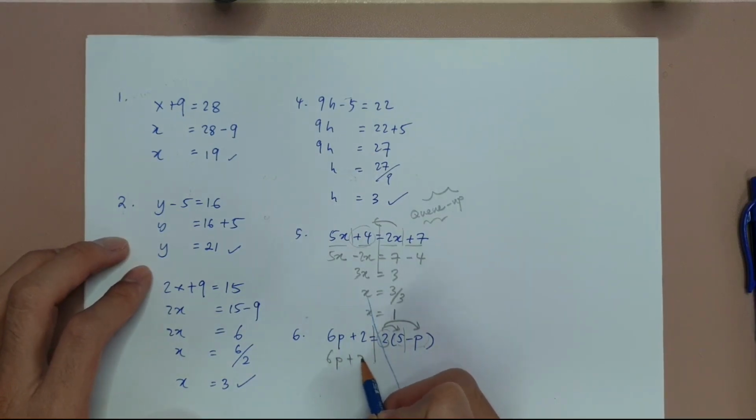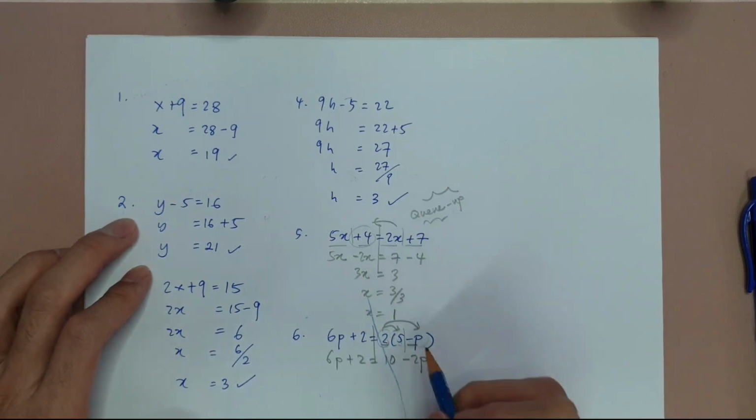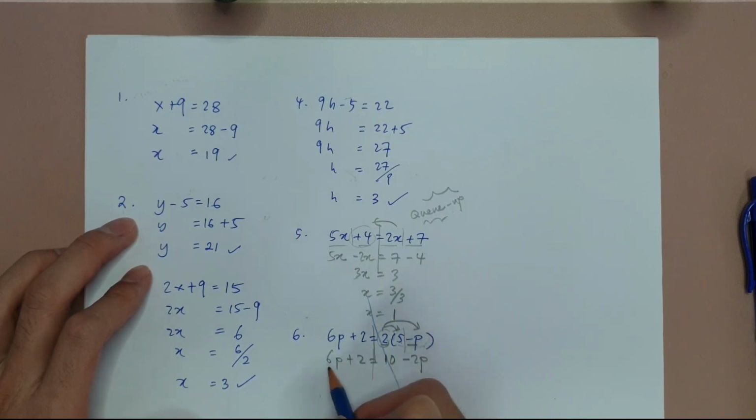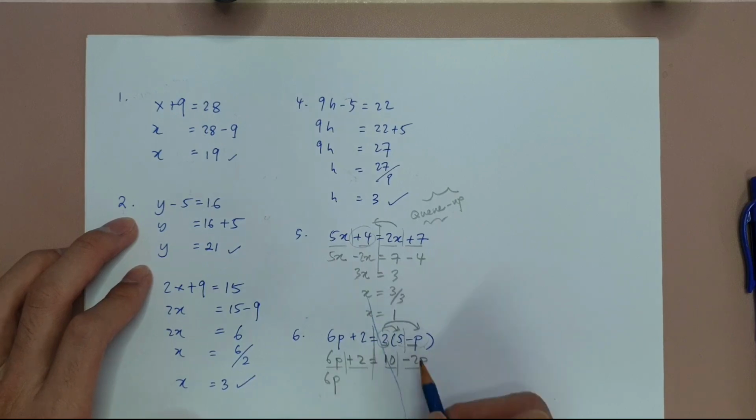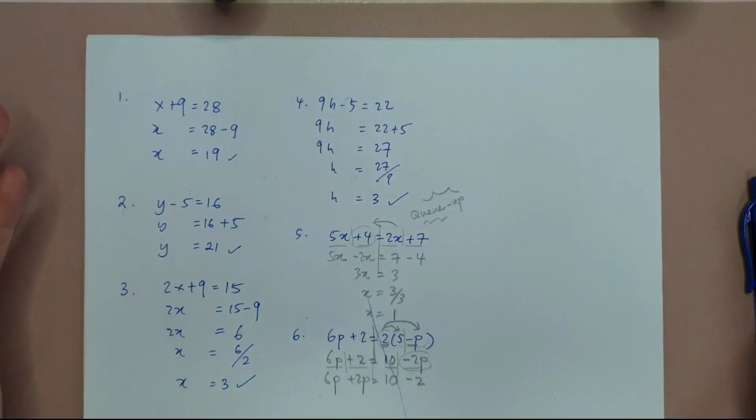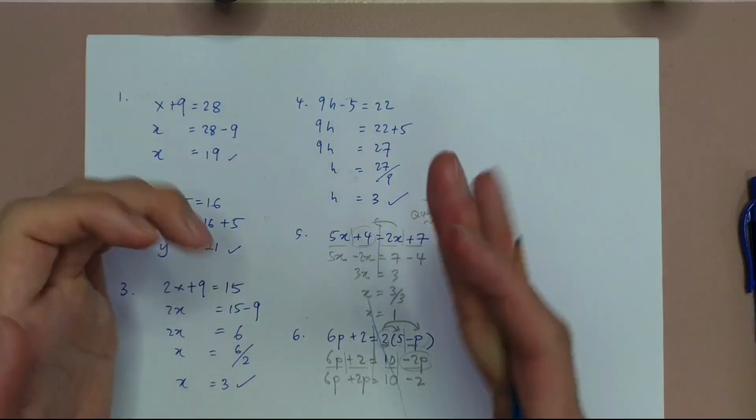So 6p plus 2 equals, first one 10, next one minus 2p, right? See, 2 times minus p is minus 2p, so that's 10. So you see, same thing, separate. 6p is the first one, bring this over, plus 2p. The 10 was originally there, bring the plus 2 over, minus 2. You see, queuing up here and there.